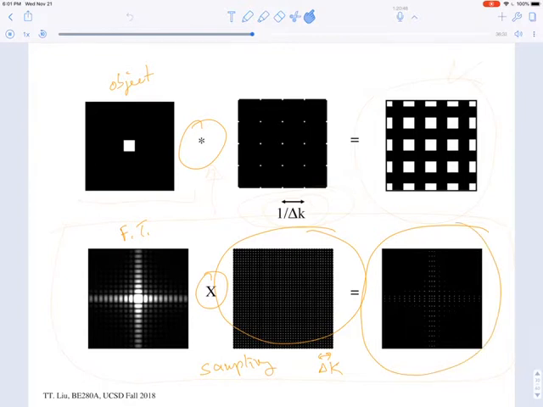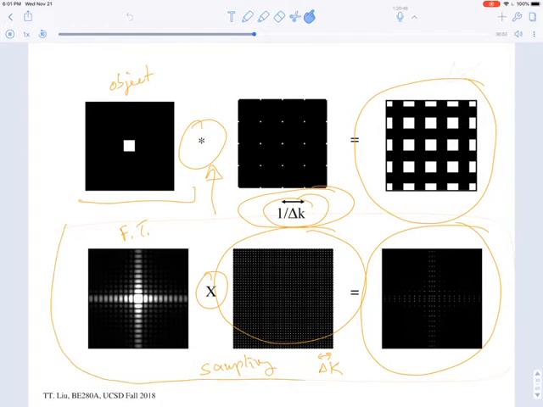Then in the image domain, I simply take my object here, convolve it with this comb function that now has 1 over delta k spacing. So that now just leads to replicas of my original image. And as long as they don't overlap, then I'm okay. All right? So that's all we're talking about in terms of we acquire the data here in the Fourier domain. And as long as we meet that requirement, then we know we'll be okay in the image domain. Right?